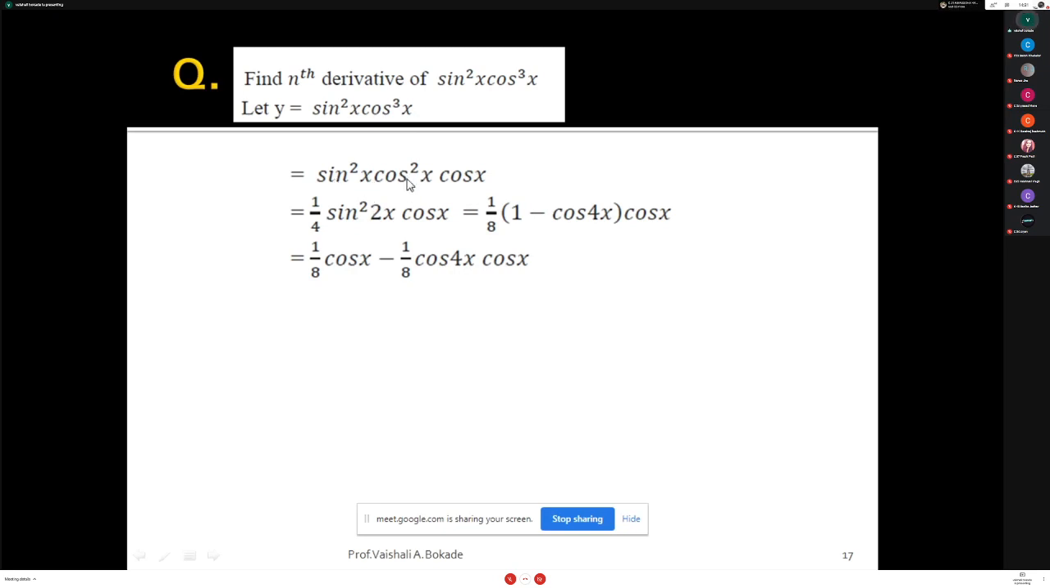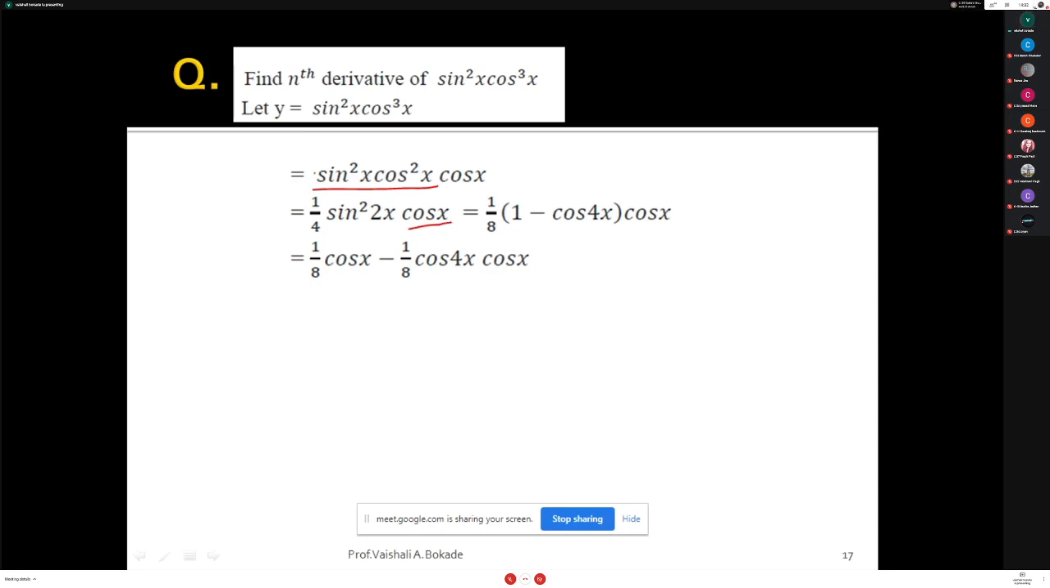I'm just writing cos cube x as cos square x into cos x. So what I'm doing is making a group of sine square x into cos square x, and I am keeping this cos x as it is.